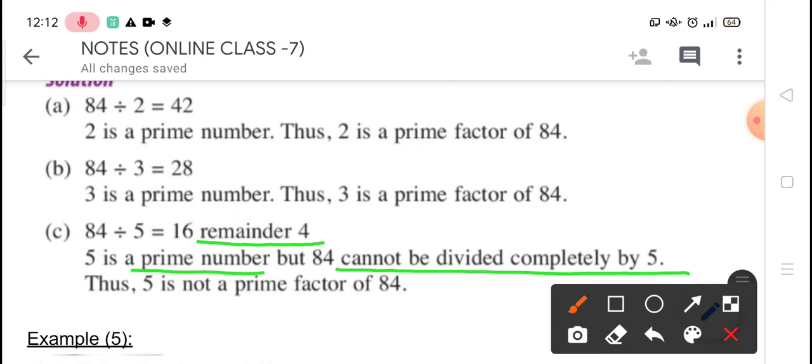So we have two conditions. 5 is a prime number, but 5 is not a factor. So we say that 5 is not a prime factor of 84. So remember, the number must fulfill both characteristics, then only can it be classified as a prime factor.